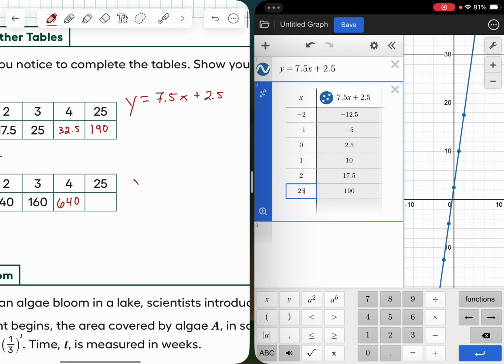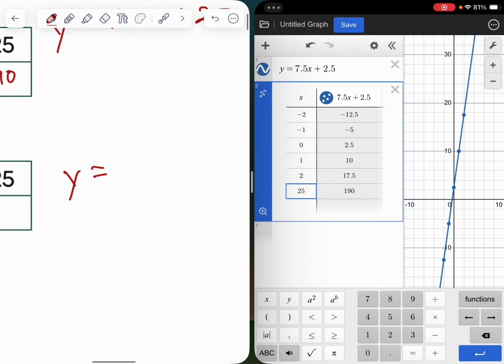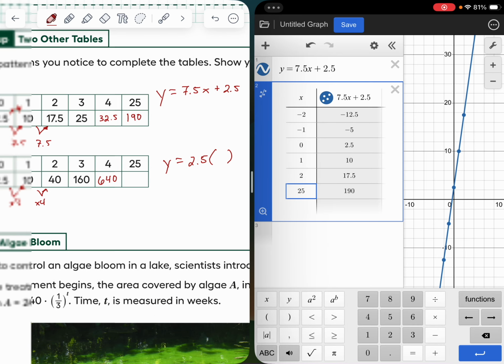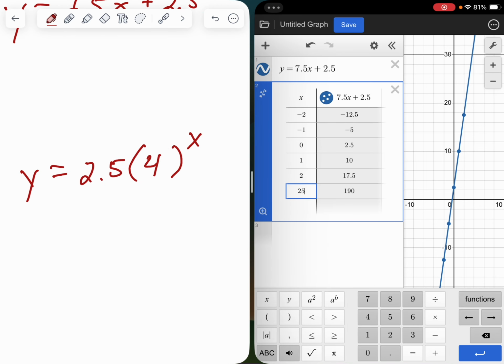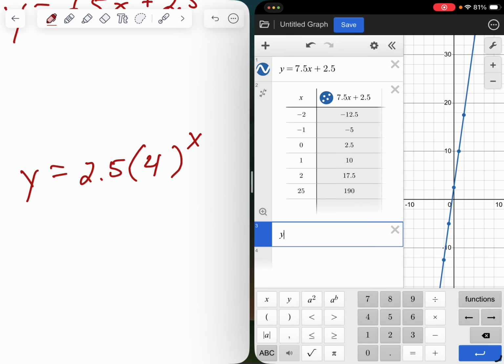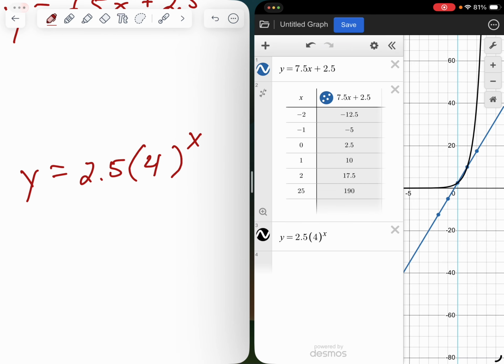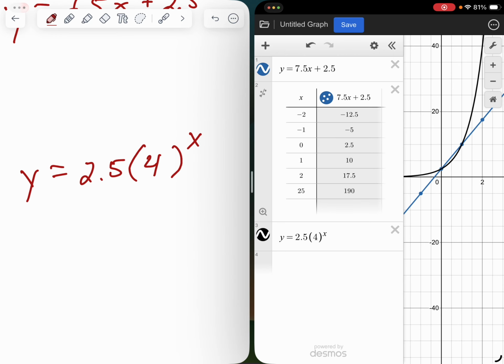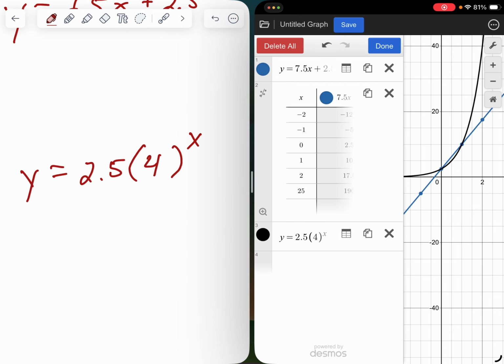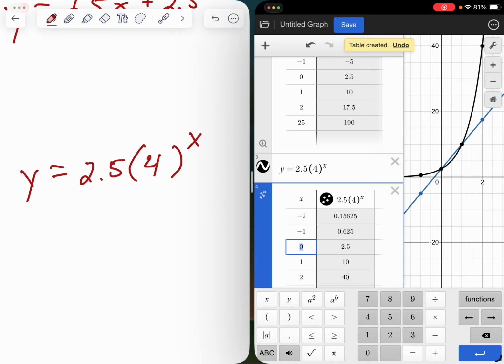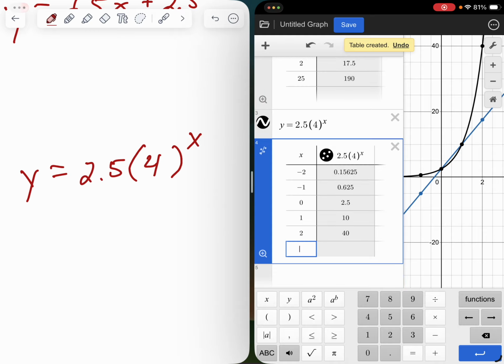So we're going to write this one as an exponential. Y equals, again, starts at 2.5 times whatever's happening, which we said is times 4 to the power of x. All right, so go ahead and type this one in. Y equals 2.5 times 4 to the power of x. Change that to a table. You can kind of see how one is a diagonal line and one is that curved line, right? So we're going to click the gear, change that to a table, scroll on down, hopefully, there we go.